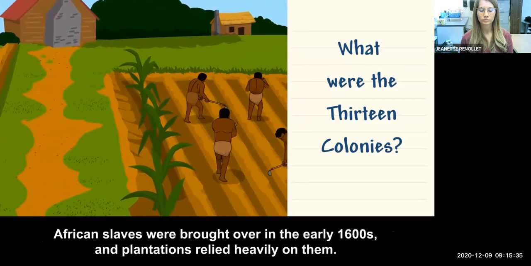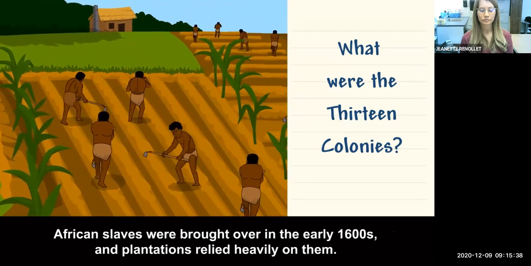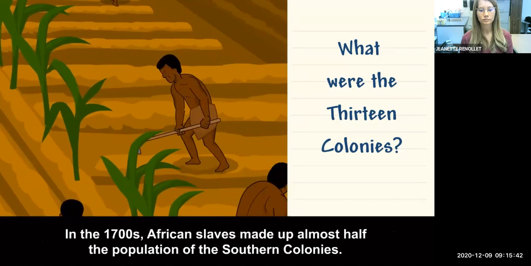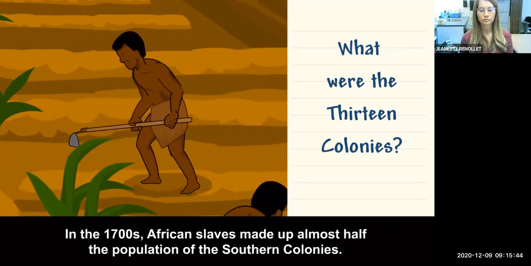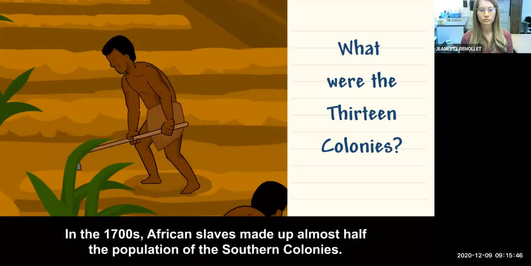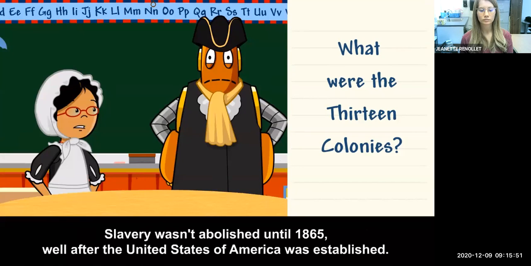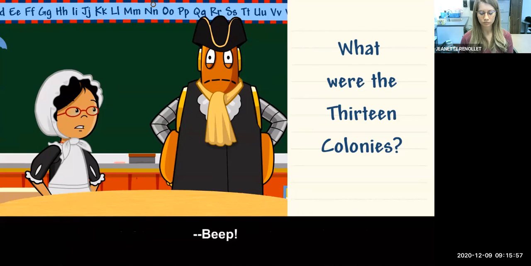African slaves were brought over in the early 1600s, and plantations relied heavily on them. In the 1700s, African slaves made up almost half the population of the southern colonies. Slavery wasn't abolished until 1865, well after the United States of America was established.